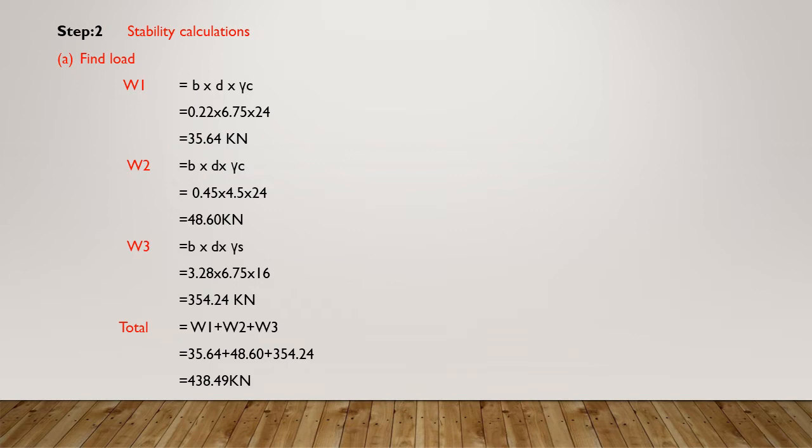Then W3. W3 is B into D into gamma S, because W3 is the soil portion. We already studied in our cantilever retaining wall what is W1, what is W2, and what is W3. So B is equal to 3.28 into 6.75 into 16. 16 is our unit weight of soil, which will be given in our question. So total W1 plus W2 plus W3, total load is equal to 438.49 kilonewton.